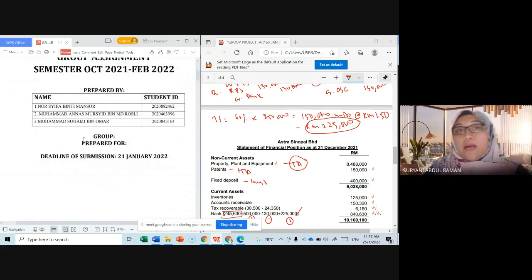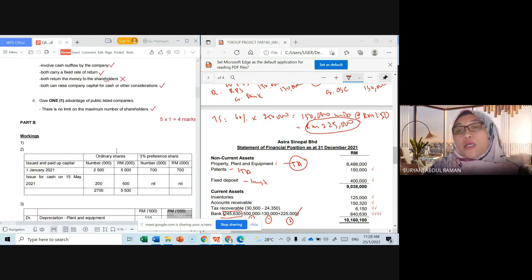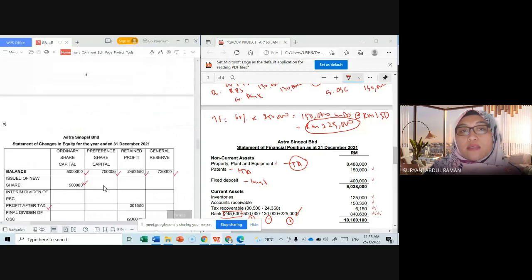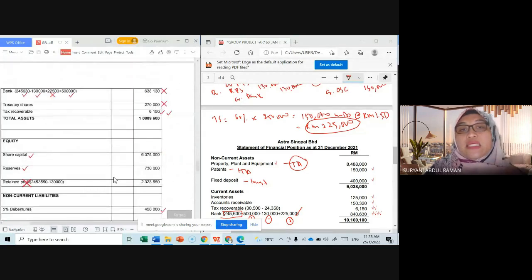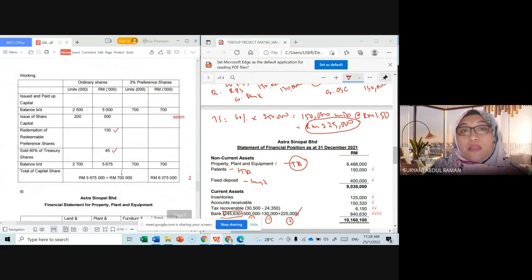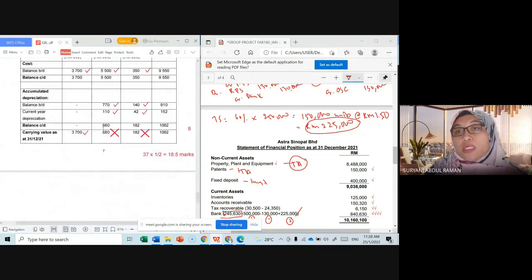Anas has to check what Suhaizi did. Alia, Syifa. If Syifa does this question, Suhaizi checks. If Anas does this question, Syifa checks. So if you are collaborating with each other, working as a team, this silly mistake will not happen, class. Why do I call it a silly mistake? Because this is very simple, but yet you still make the mistake.